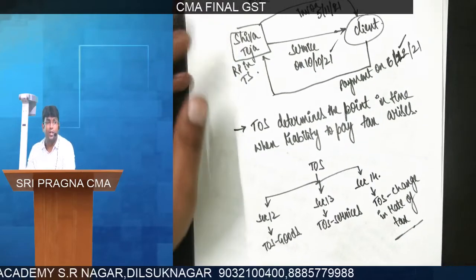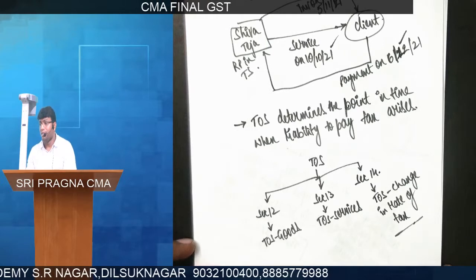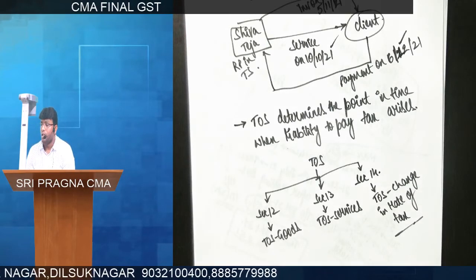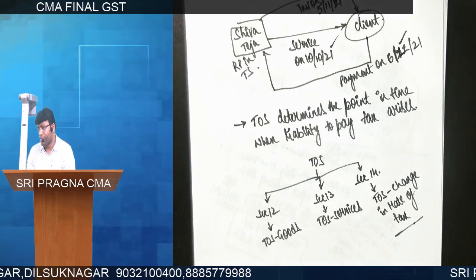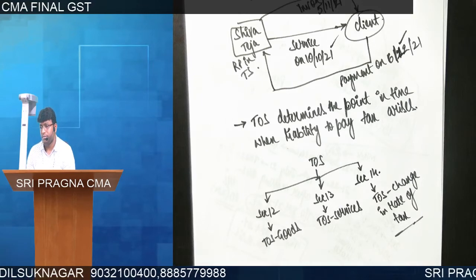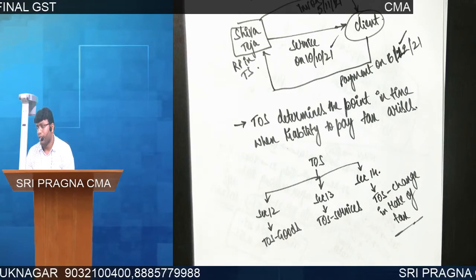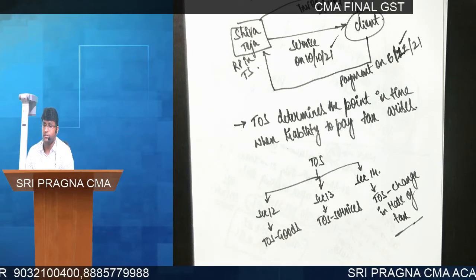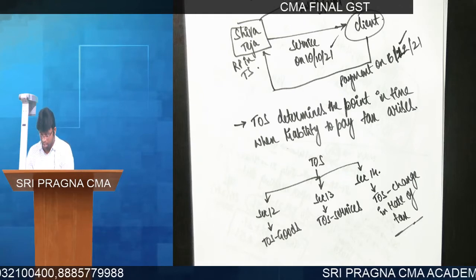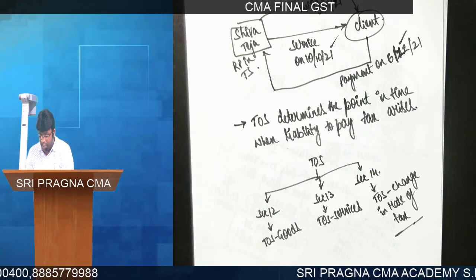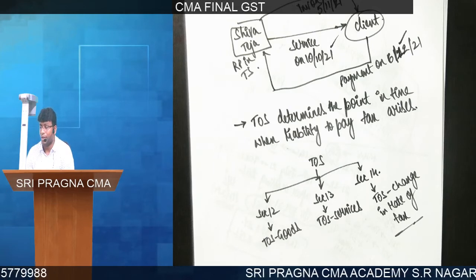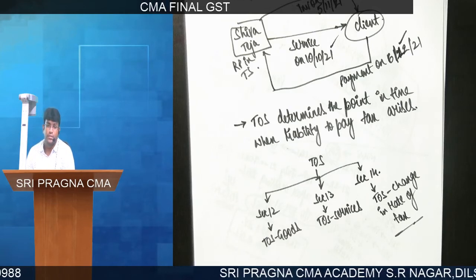What are 3 sections involved? 12, 13, 14. What is section 12? Time of supply in case of goods. 13? 13 is time of supply in case of services. 14? 14 is time of supply in case of change in rate of tax. Are we clear with this? Everybody?